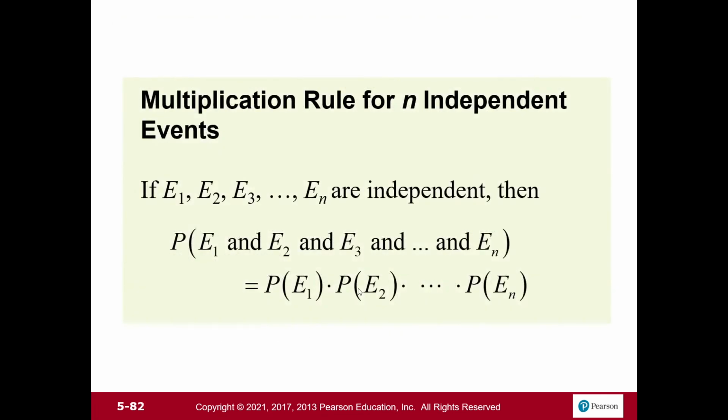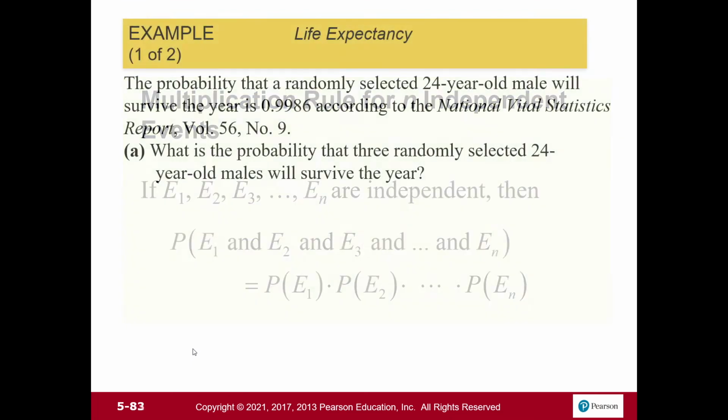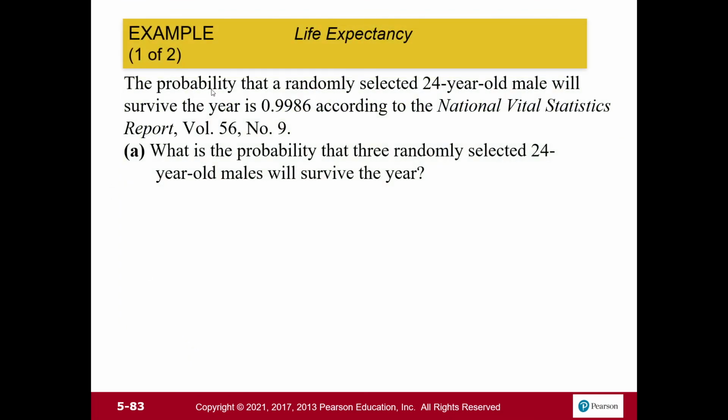Let's look at this rule for n number of independent events. They're all independent, therefore we would simply multiply the probabilities together to calculate the probability of all those events happening in conjunction with each other. Here's an example. The probability that a randomly selected 24-year-old male will survive the year is 0.9986 according to the National Vital Statistics Report. What is the probability that 3 randomly selected 24-year-old males will survive the year?